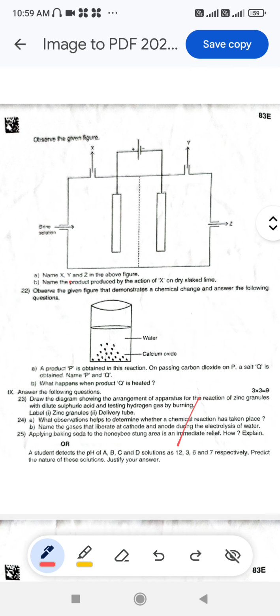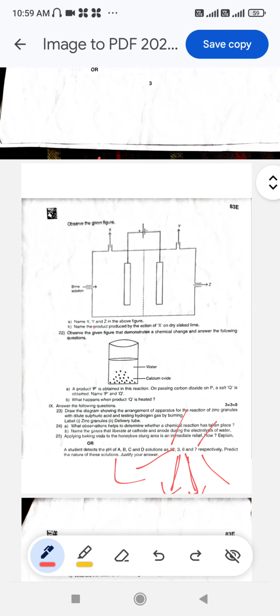Here 12 is basic in nature. 3 is acidic in nature. 6 is also acidic in nature. 7 is neutral in nature, right? Which is the strong acid? 3 is the strong acid. Which is the weak acid? 6 is the weak acid. Which is the strong base? 12 is the strong base, because H plus ions are more in 3. This is about the 25th question.